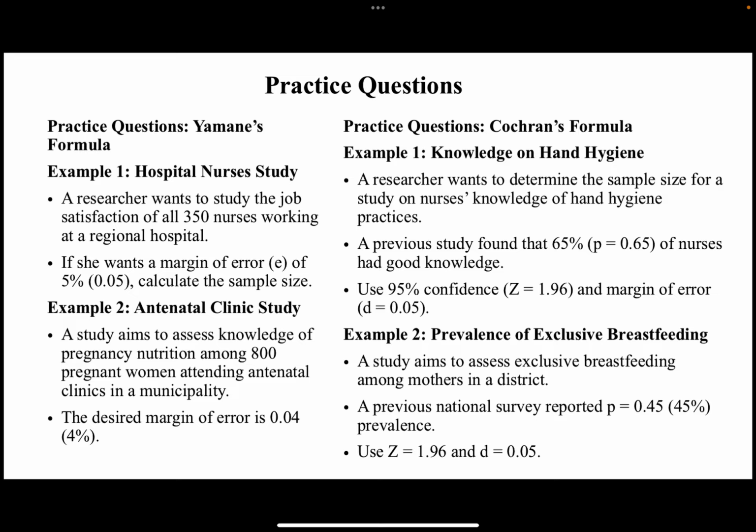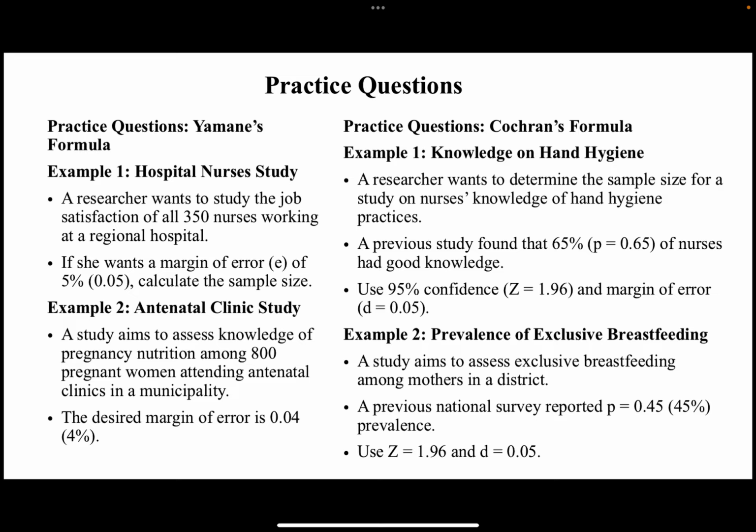Another example. A study aims to assess exclusive breastfeeding among mothers in the district. Once you are doing exclusive breastfeeding among mothers in the district, maybe the prevalence or the practices of exclusive breastfeeding, go and look for another study where they did something on practices and find out the percentage of women that were practicing exclusive breastfeeding. Then you use that percentage.